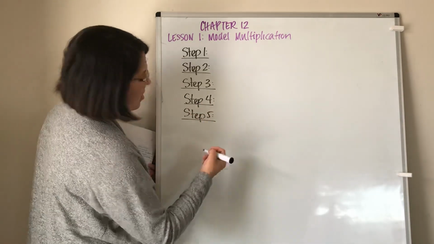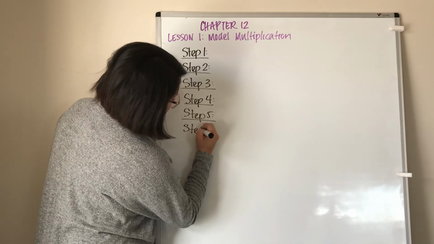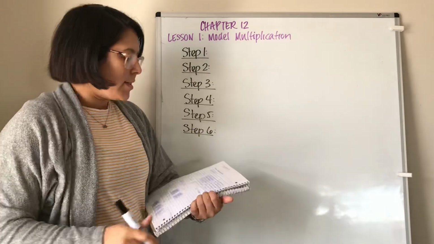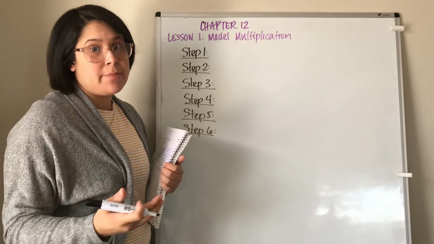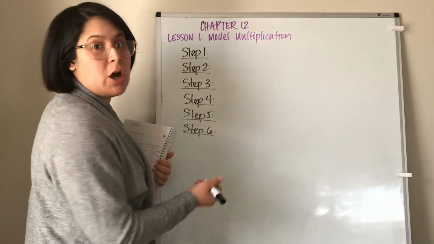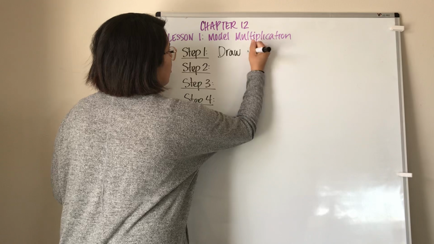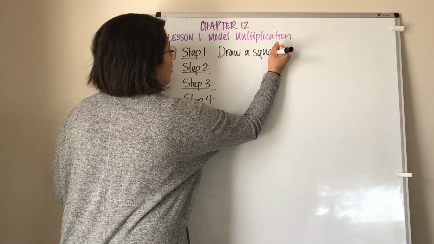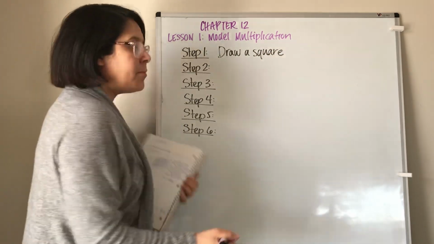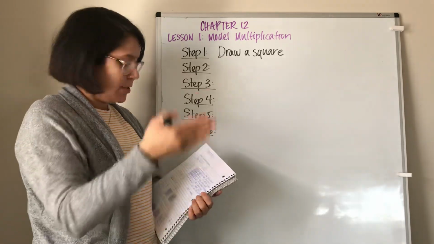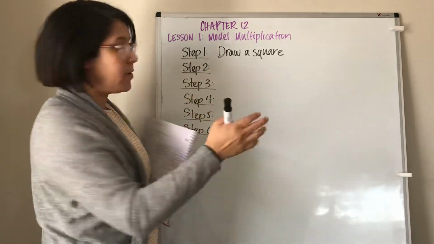Sounds like a lot, but it's not going to be. And step 6. Okay. So, step 1 is going to be draw a square. Okay? Easy peasy. Just draw a square. Okay? And then we have step 2. You're going to divide that square into vertical lines. Okay?